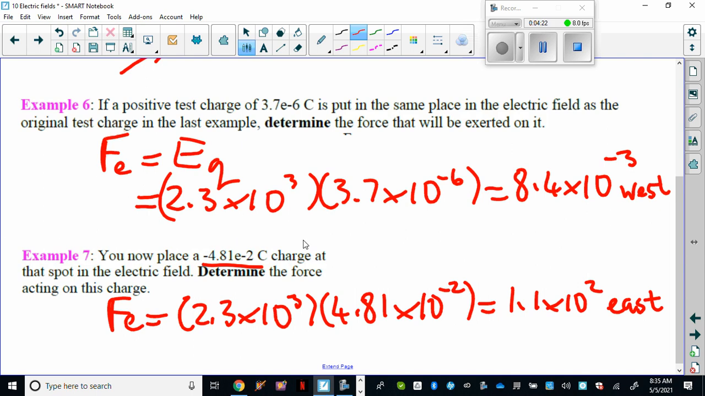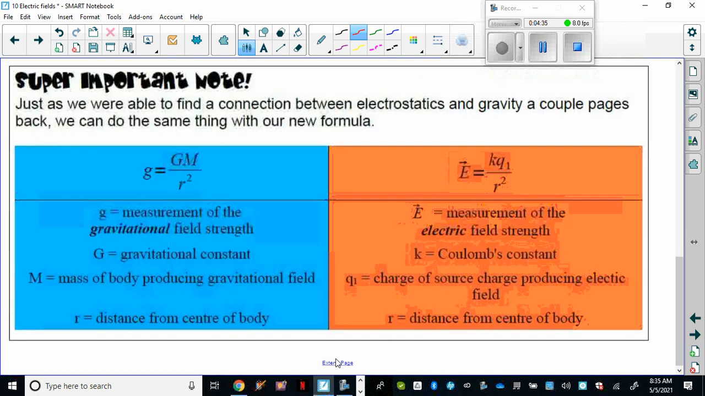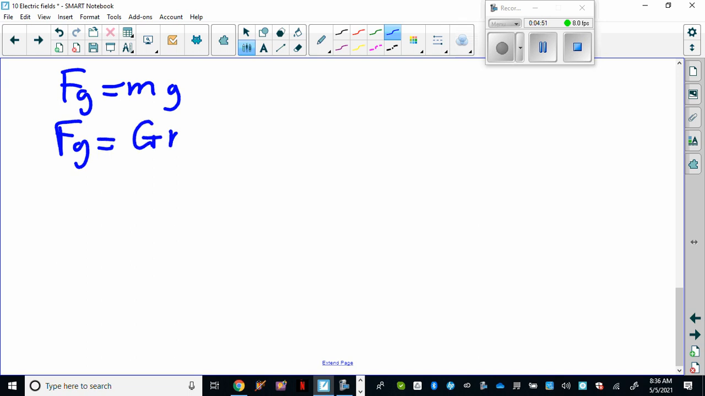Okay, now let's move on to the heavier and more important stuff, and this is this whole concept here. What we're going to do first is down below. First, we're going to review what we did for gravitational forces. In physics 20, we took two formulas: Fg equals mg, and our other formula for Fg, which is the gravitational force between two masses.